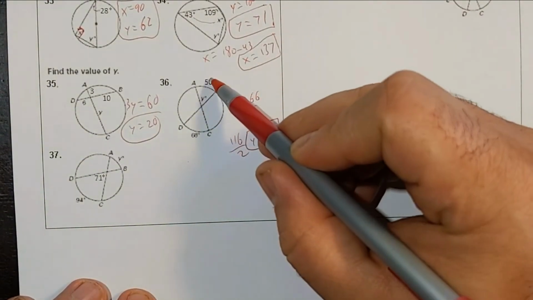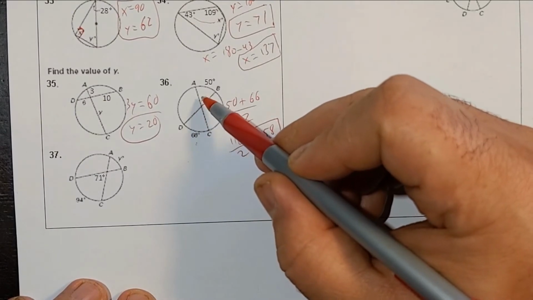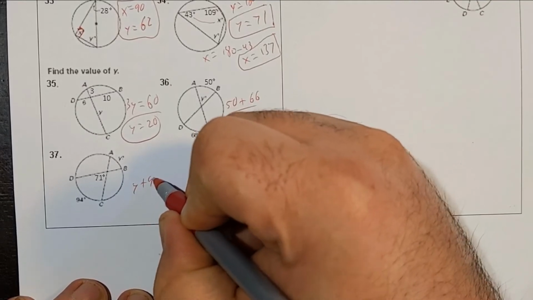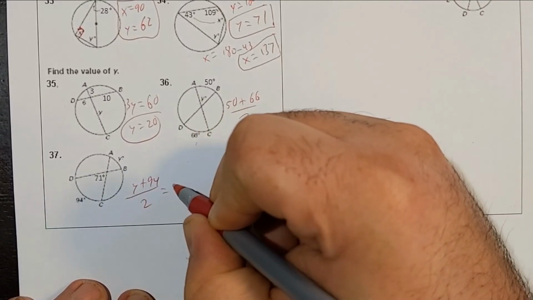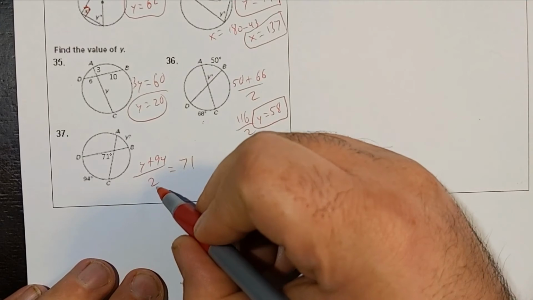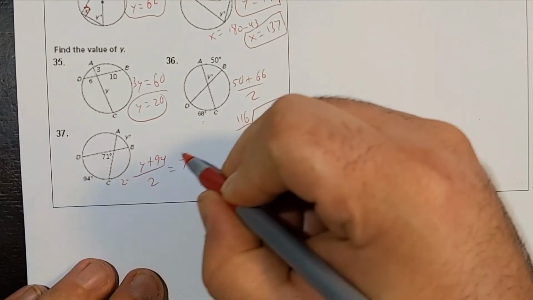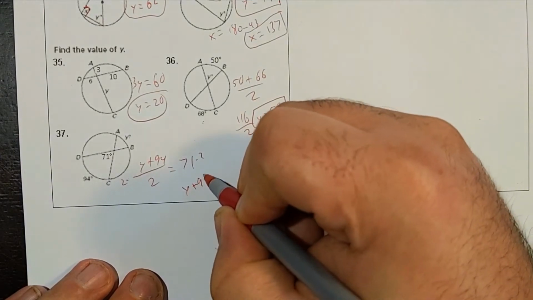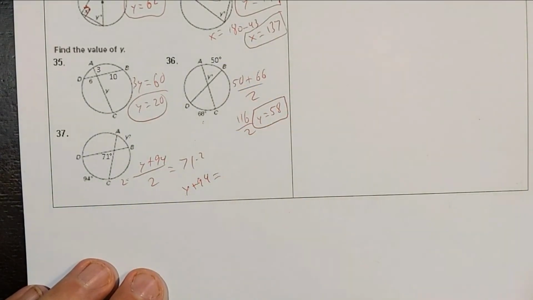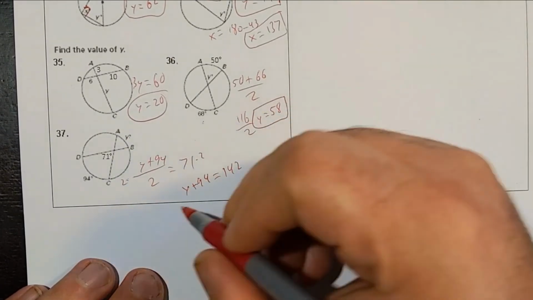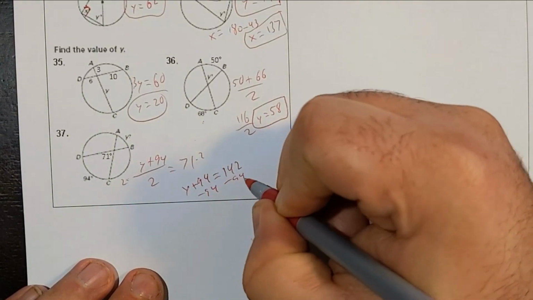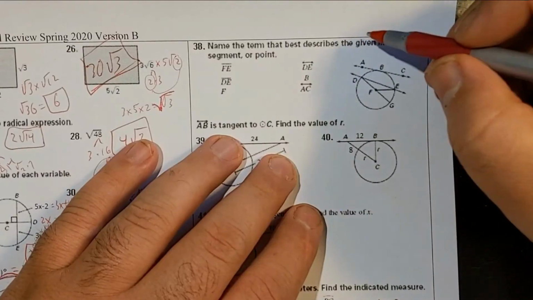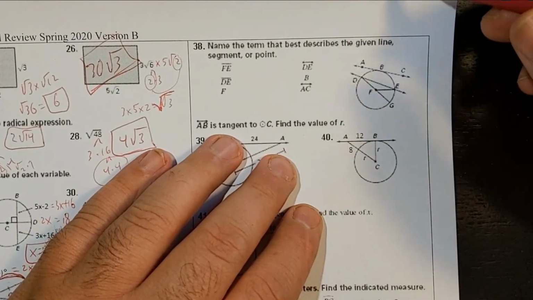37. If you saw that this was adding them up, dividing by 2 to get the middle, you're going to follow that same pattern. The y and the 94 divided by 2 is supposed to make 71. To get rid of this fraction, you multiply both sides by 2, and then you get y plus 94 is 71 times 2, which is 142. Then subtract 94 from both sides. Y is 48.